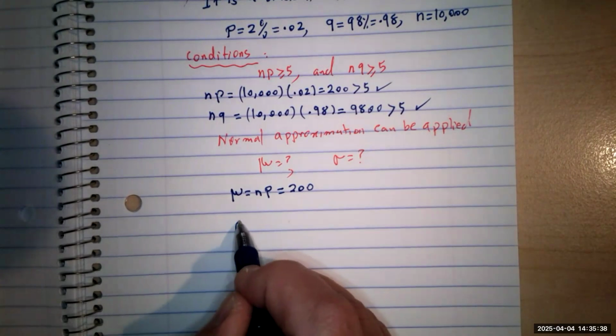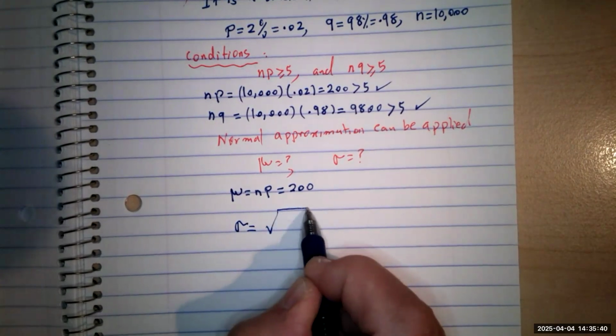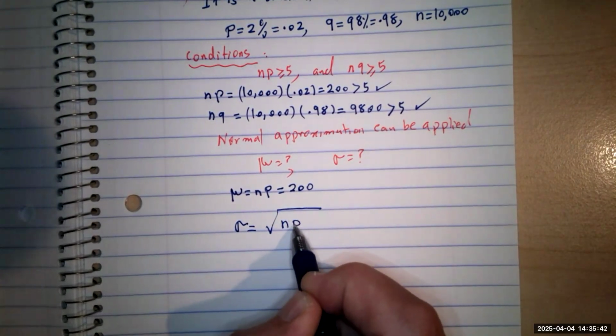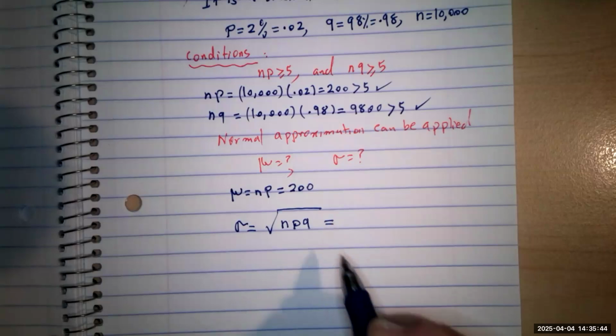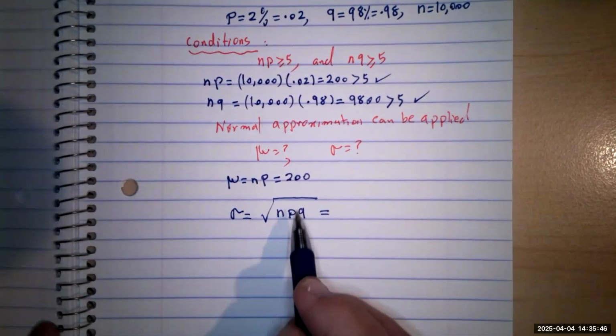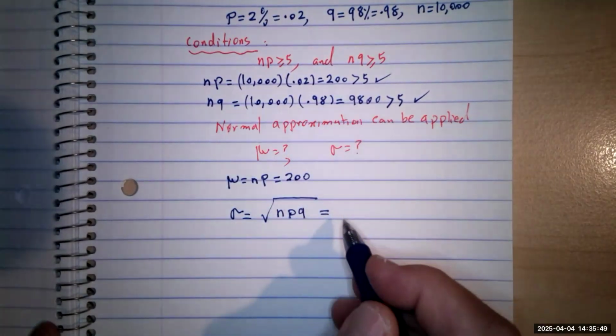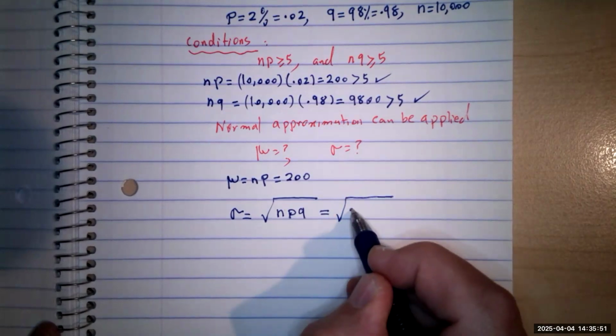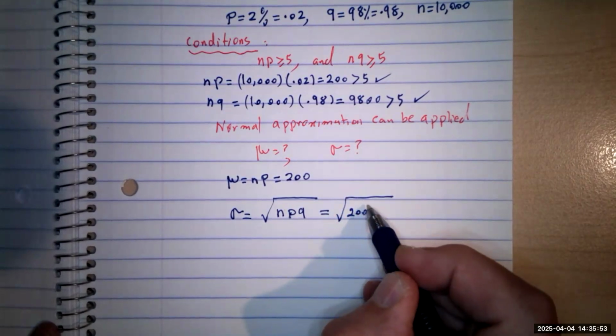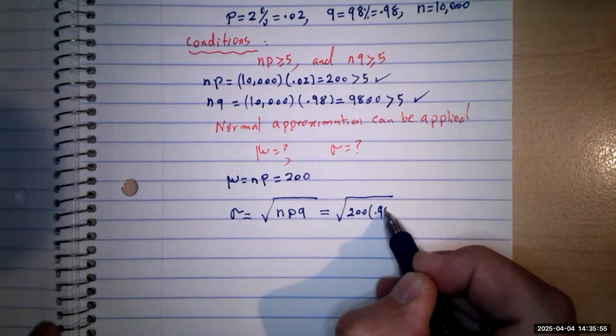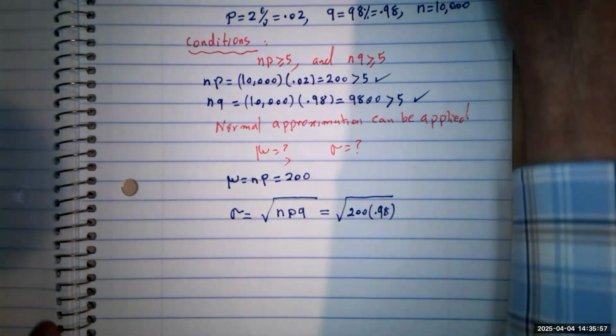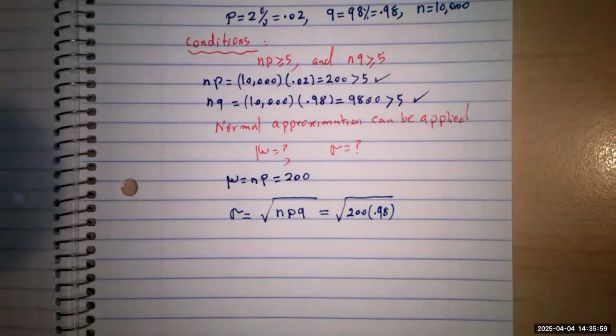And then we have to find the sigma. Sigma is the square root of npq. Okay, np is equal to the 200. So it's going to be 200 times 9.8. Okay, so you have to use your calculator to get these numbers. So I'm going to check.